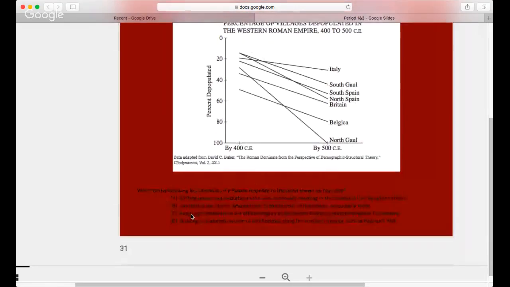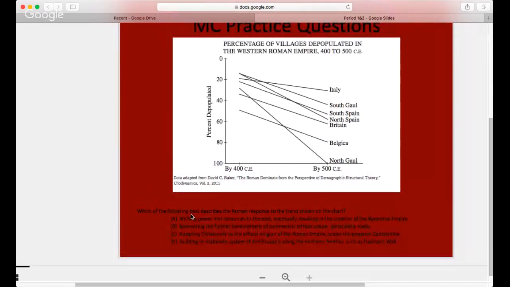All right, here's your next one. Same graph. Let's go for about 30 seconds since you've already seen the graph. And I will start the timer now.